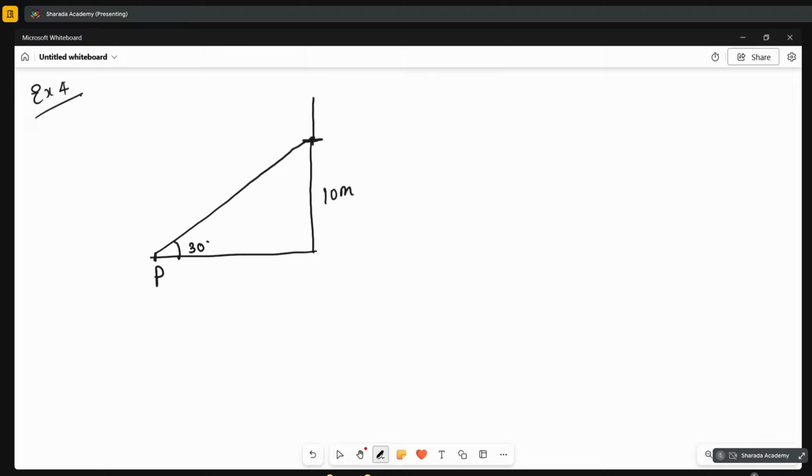So this is the flag on the top of the building. And the angle of elevation of the top of the flagstaff from P is 45 degrees. So this is 45 degrees. Find the length of the flagstaff.